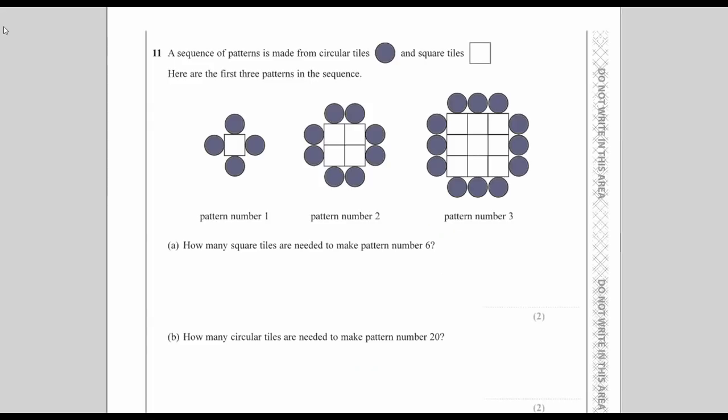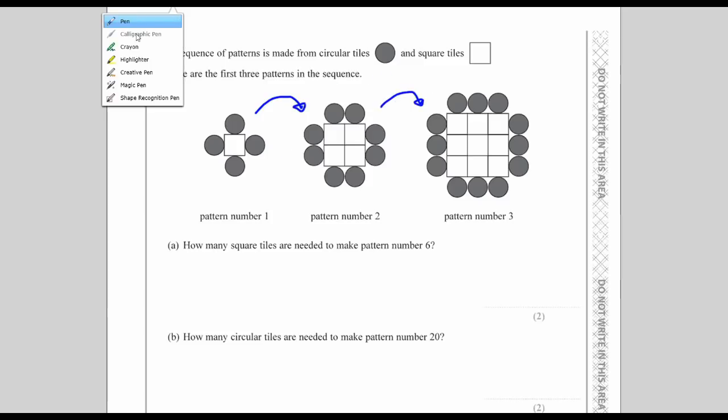Question 11. A sequence of patterns is made from circular tiles, as shown here, and square tiles, like this. Here are the first 3 patterns in the sequence. Pattern 1, pattern 2, pattern 3. Now this is testing our ability to notice how we're going from one to the other. Can you see that in the middle, we have these squares, and they're getting bigger each time, but staying as a square. So the first one is 1 across, then 2 across, then 3 across.